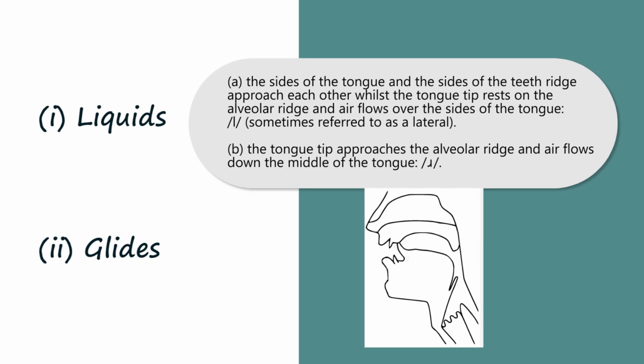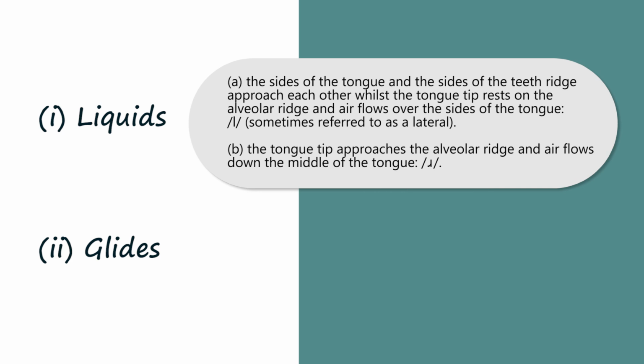In the pronunciation of liquids, the sides of the tongue and the sides of the teeth ridge approach each other whilst the tongue tip rests on the alveolar ridge and air flows over the sides of the tongue. This is the description of the lateral la. In the other case, the tongue tip approaches the alveolar ridge and air flows down the middle of the tongue, ra. So basically, lateral and central approximants together are grouped into liquids. The la and ra are called liquid sounds.